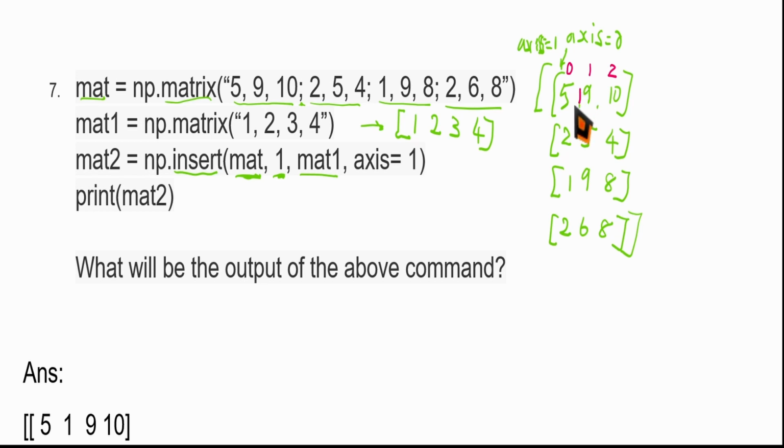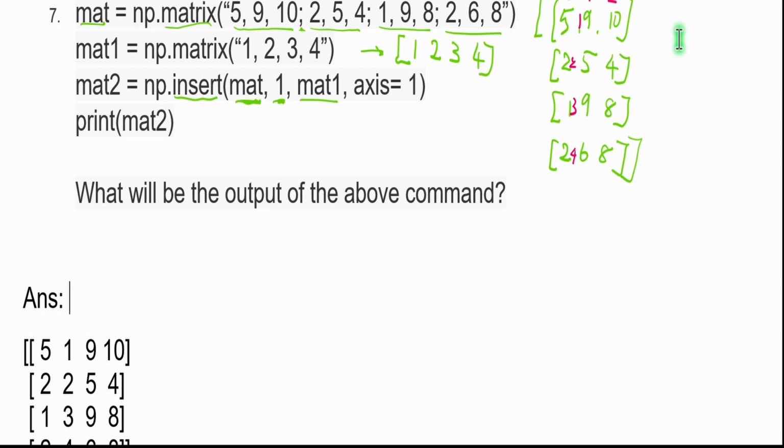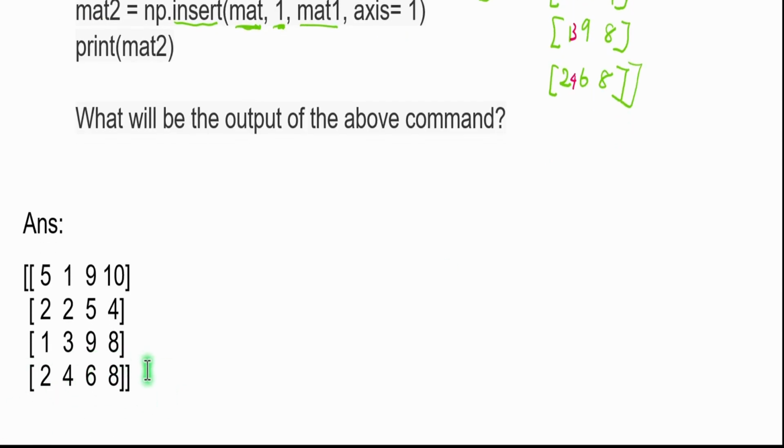That means 1, 2, 3, 4 will be inserted like this. So 5, 1, 9, 10, 2, 2, 5, 4, 1, 3, 9, 8, 2, 4, 6, 8. So the answer will be like this.